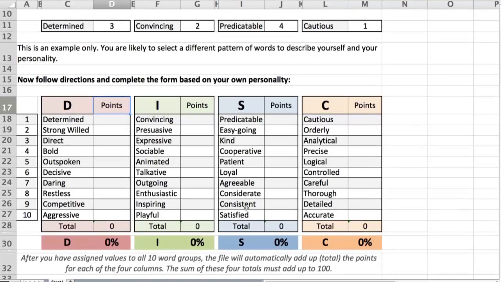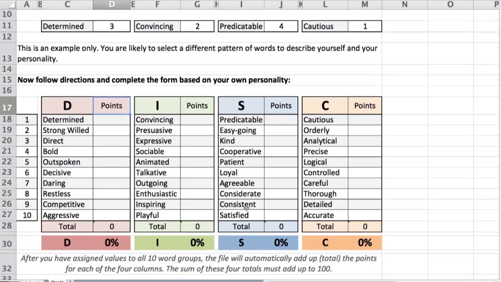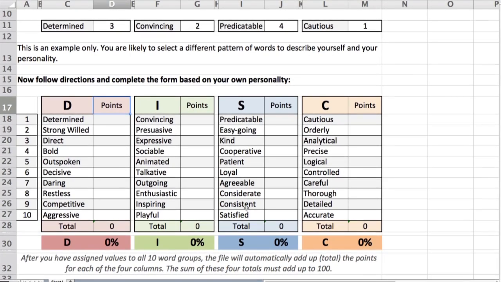Can't do that. If you follow these easy steps very quickly, you'll be able to complete the DISC personality profile, and then I'll be able to tell you much more about what it's all about, what it means for you and the people around you.